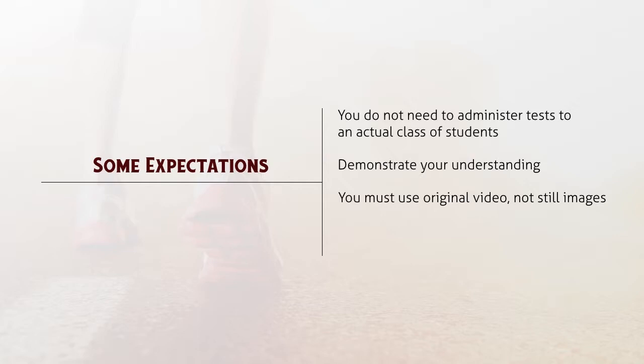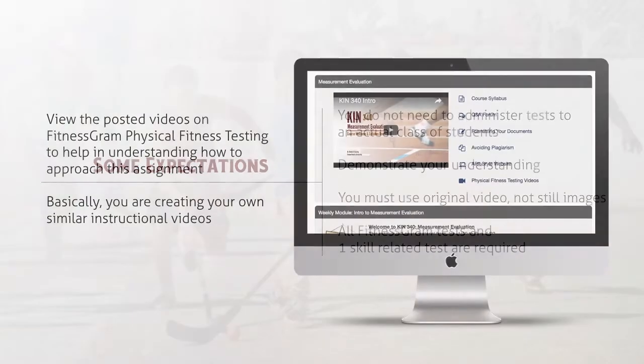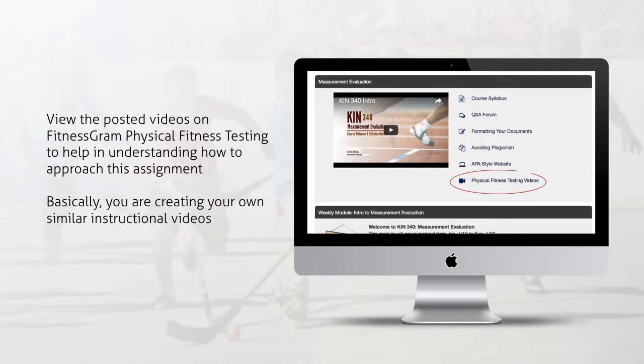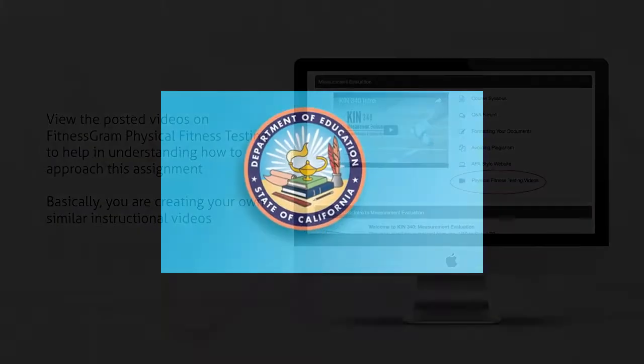Also, you must use your own original video. You cannot use a commercially produced or pre-produced video for your assignment. Also, don't use still images or pictures. You must clearly be seen in the video administering the test and following the correct procedures. Your voice must be clearly heard. It must be you reviewing the processes and discussing all of the appropriate expectations, the protocols, the procedures, and so on. And what I've done to assist you with this is provide a link to the commercially produced FitnessGram test videos, and those are developed by the Department of Education.